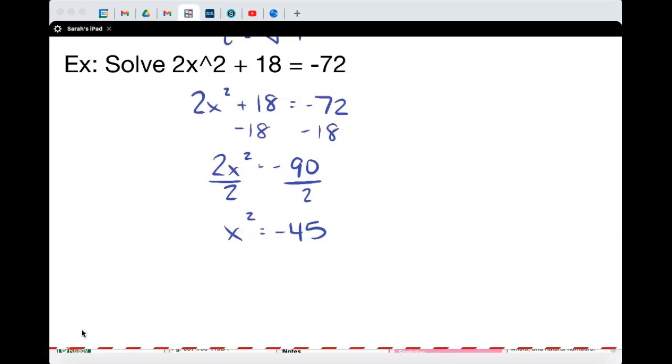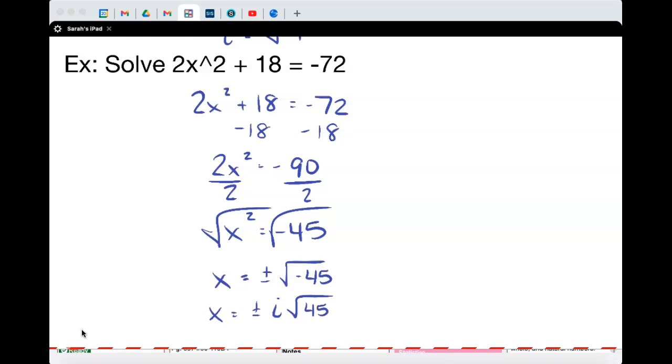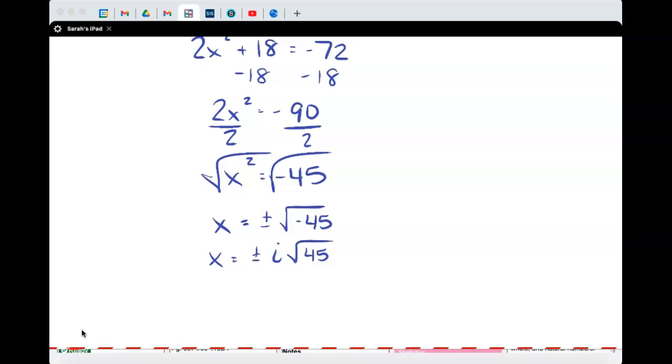What would I do to both sides? Square root. So now I need to simplify the square root of negative 45, and technically I have plus or minus this. I could take the negative sign out of the square root symbol and replace it with the letter i, and I still have 45 underneath it. Can I simplify the square root of 45 like we did in section 5? There's probably a perfect square that divides into 45.